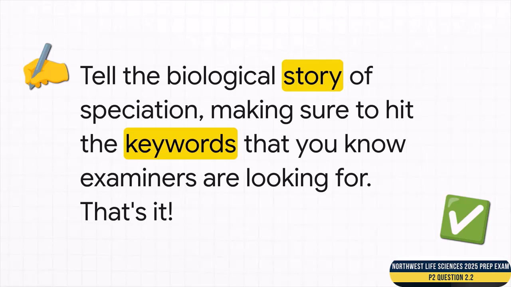So, what's the big takeaway here? The strategy is actually super simple. First, you need to understand the biological story of speciation so you can tell it in your own words. And second, while you're telling that story, you need to deliberately sprinkle in those key phrases you know the examiners are looking for. Tell the story, hit the keywords. That is the game plan.